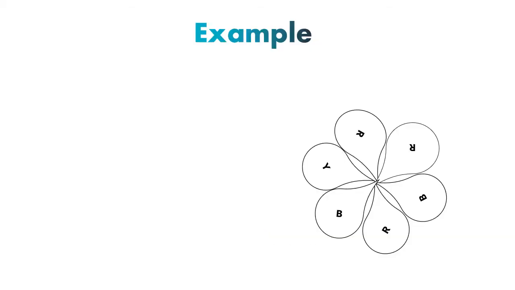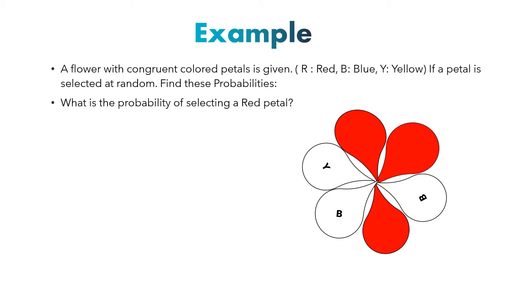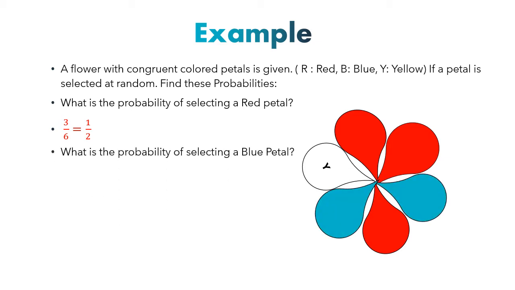We have a flower that has colored petals, and the petals are congruent. If a petal is selected at random, we need to find this probability, where R represents red, B represents blue, and Y represents yellow. So what's the probability of selecting a red petal? We have 3 out of 6. That's the same as half. What's the probability of getting a blue petal? That's 2 out of 6, which is the same as 1/3.